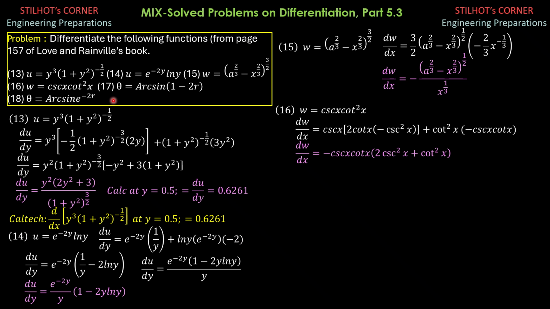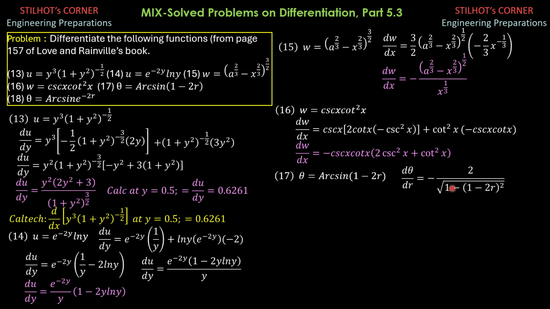17, theta is arcsine of 1 minus 2r. So imagine arcsine of u. So the derivative of 1 minus 2r is negative 2 over square root of 1 minus quantity 1 minus 2r square. So negative of 2 over square root of 1 minus u square, that is u. So 1 minus quantity 1 minus 2r square.